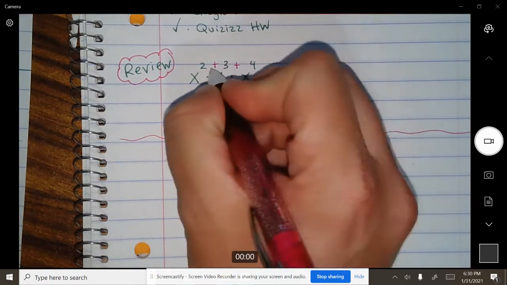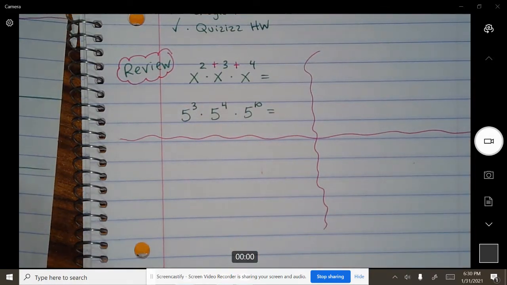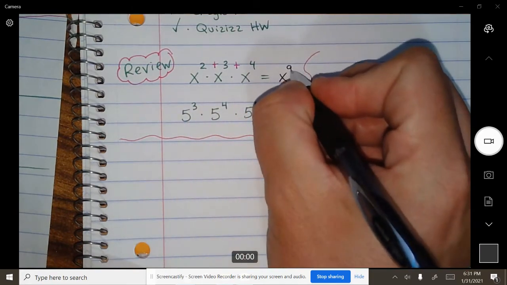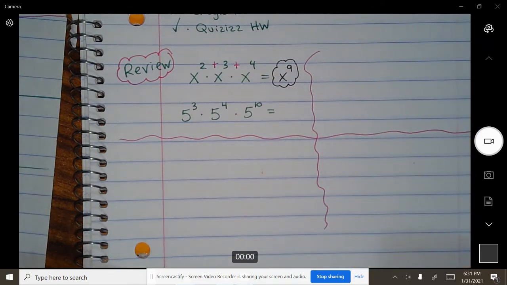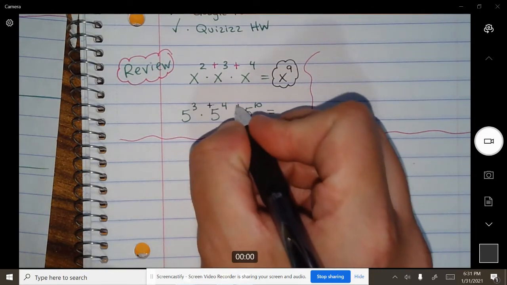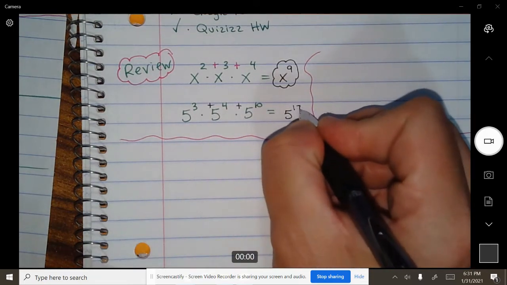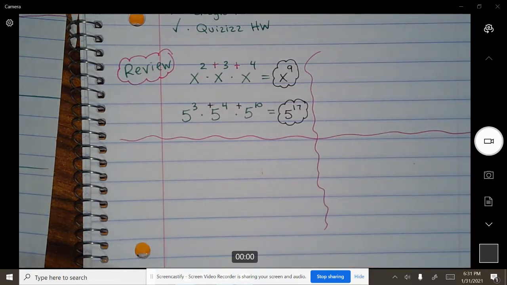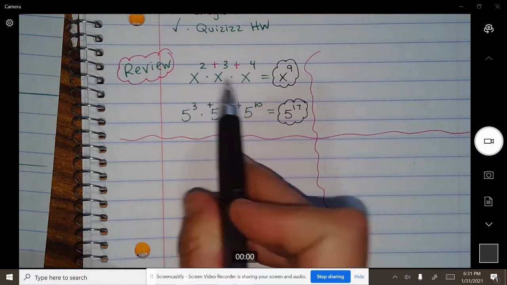For this problem, you're going to add them, remember? So if you add across, 3 plus 2 is 5 plus 4 is 9. x to the ninth. What about this one? Add here, 10 plus 4 is 14, plus 3 is 17. All right? Cool. This is multiplying. When you're multiplying, you add.